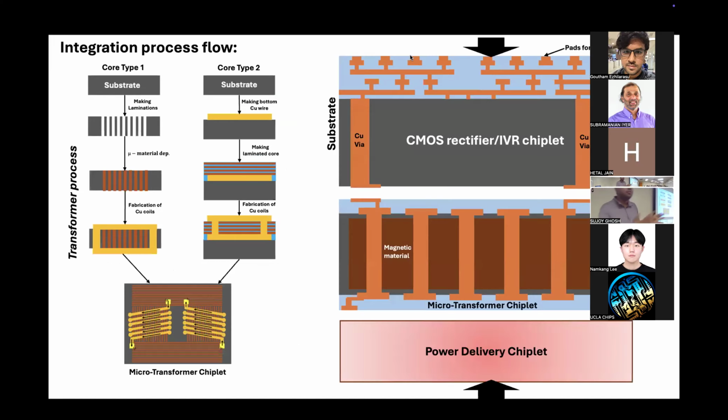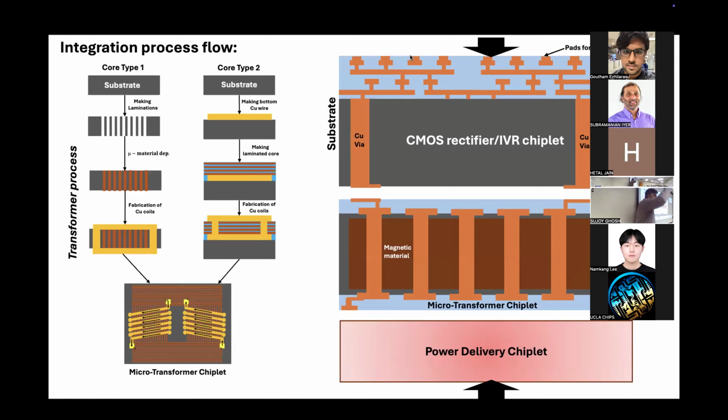And so what are the two ways of making this kind of 3D transformer? One is to make vertical laminations, if you use a ferromagnetic material, and another is to make horizontal laminations. So if you do vertical laminations, you start with the substrate, you essentially dig trenches through it, you fill it with magnetic material, and then you fabricate a coil around it, right? In the second approach, you have to first put the coil and then you have to deposit multiple layers of magnetic material, insulator, and so on, right?